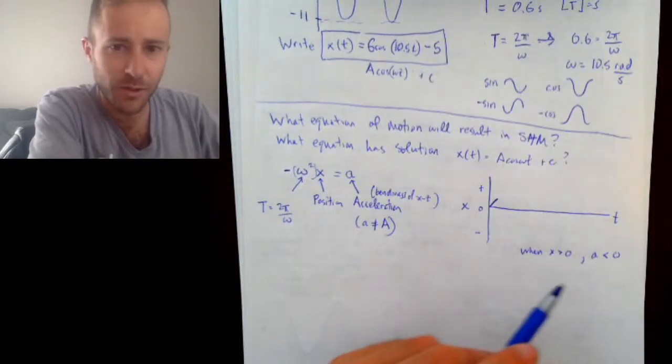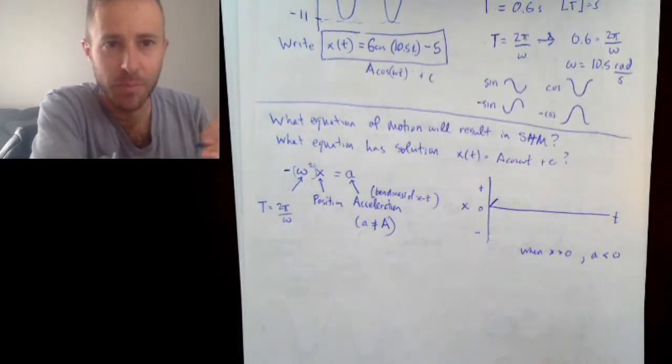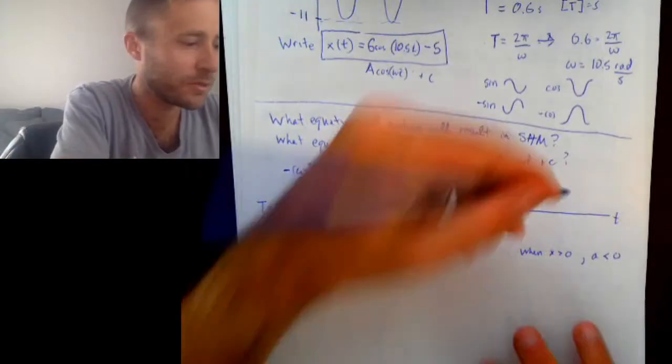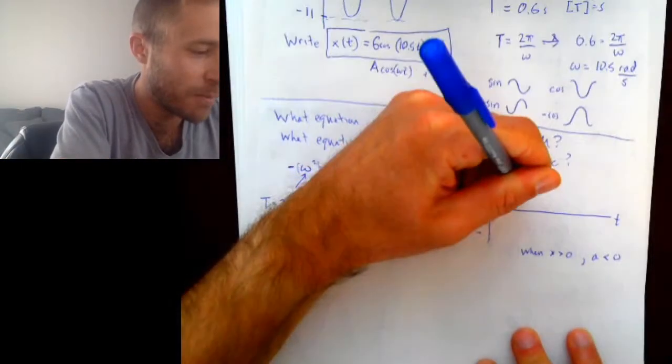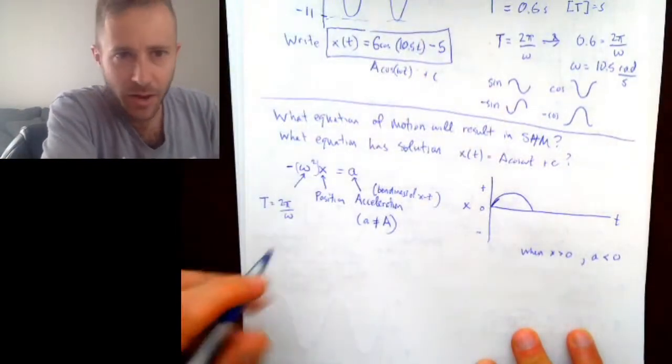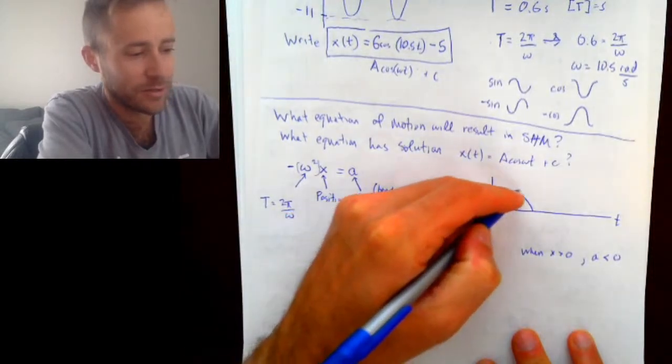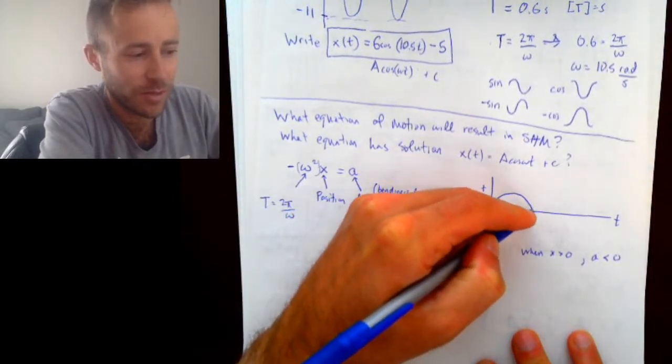Having a negative acceleration means your graph is going to be bendy down. So your graph is going to bend down. As a consequence of bending down, it's going to eventually become negative.